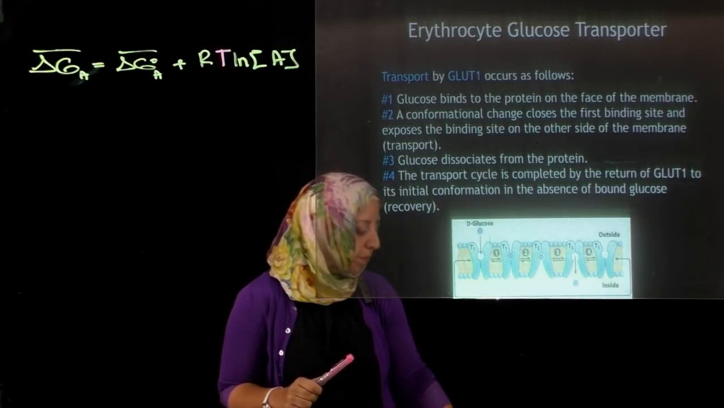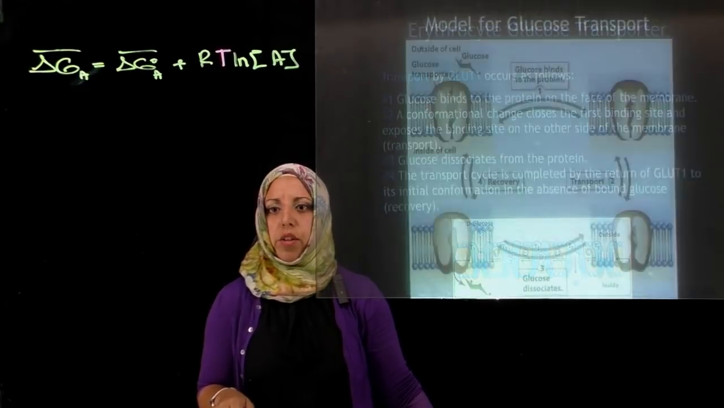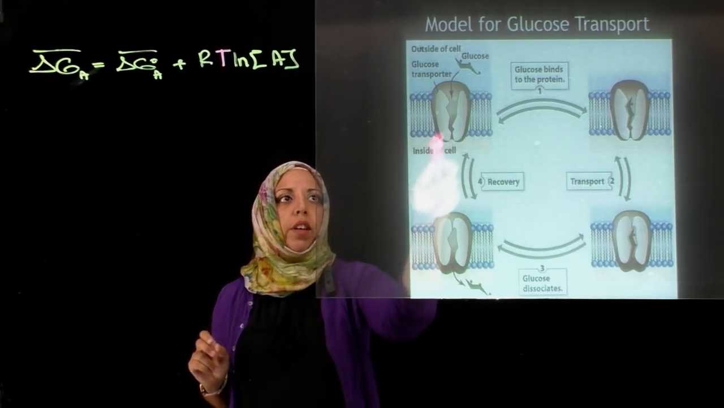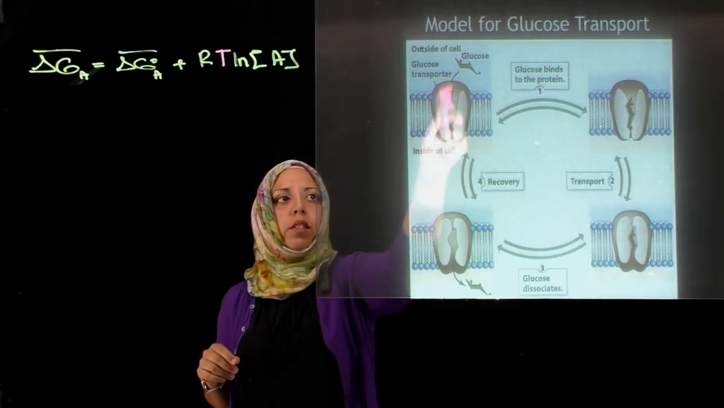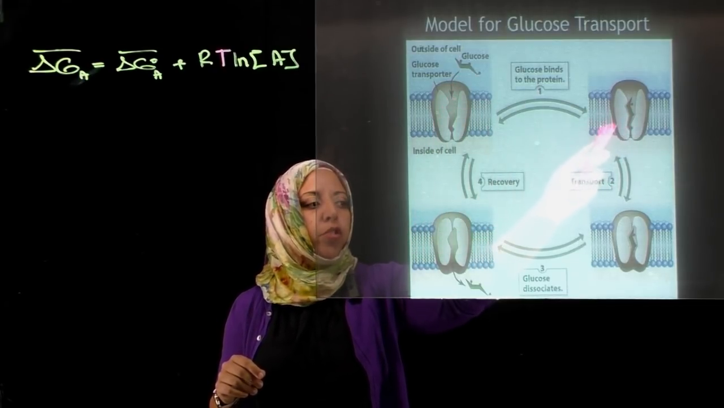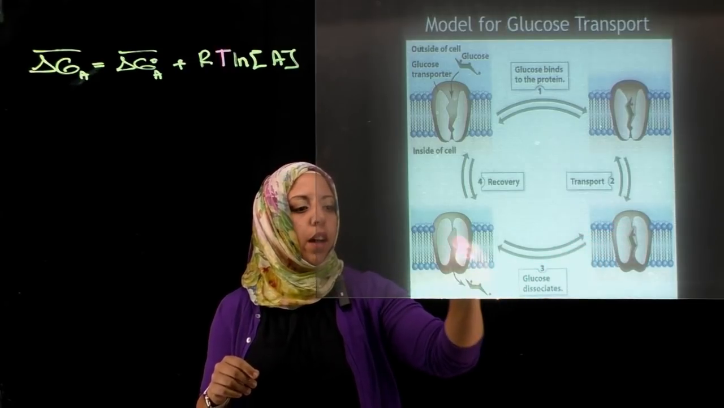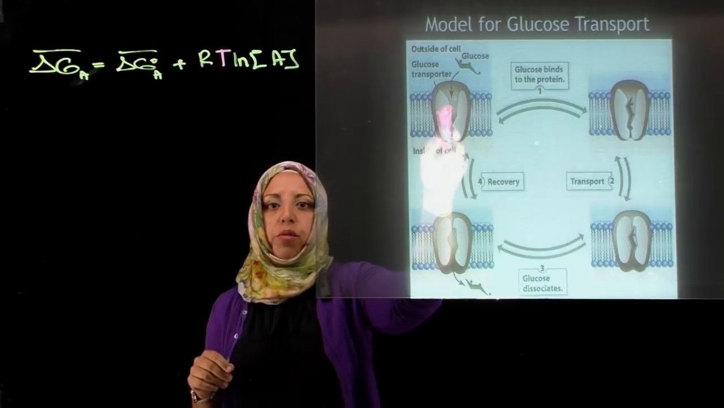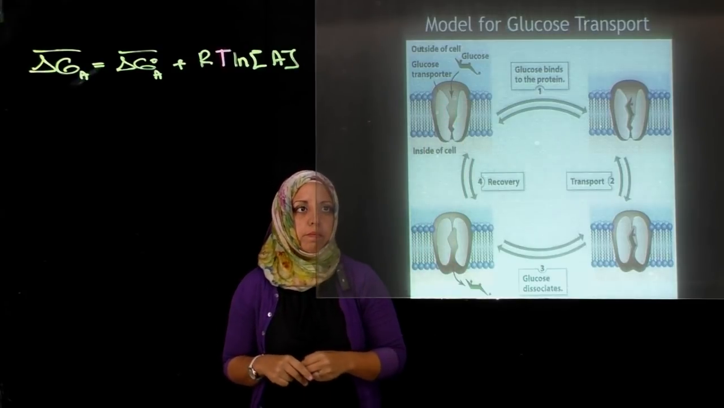So here's just another example of it, all right? You have the GLUT1, binds glucose, glucose is bound, so it undergoes conformational changes that allow glucose to dissociate, and then it goes back to its original conformation.